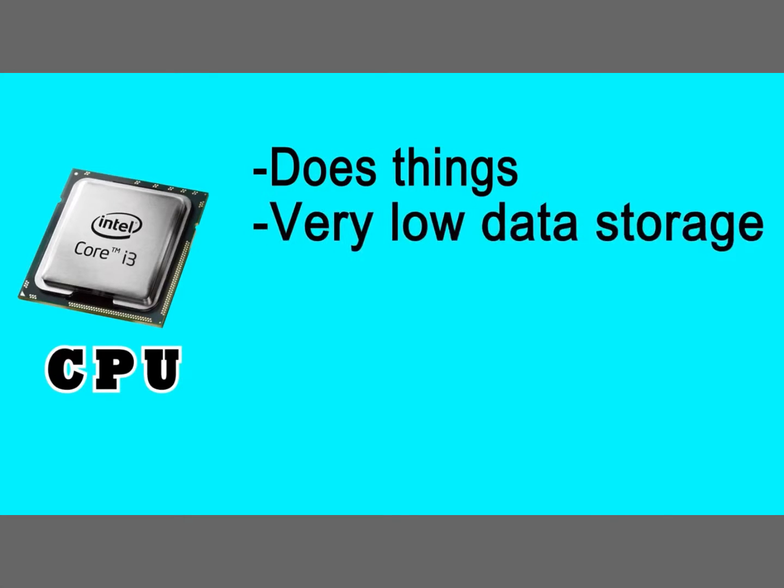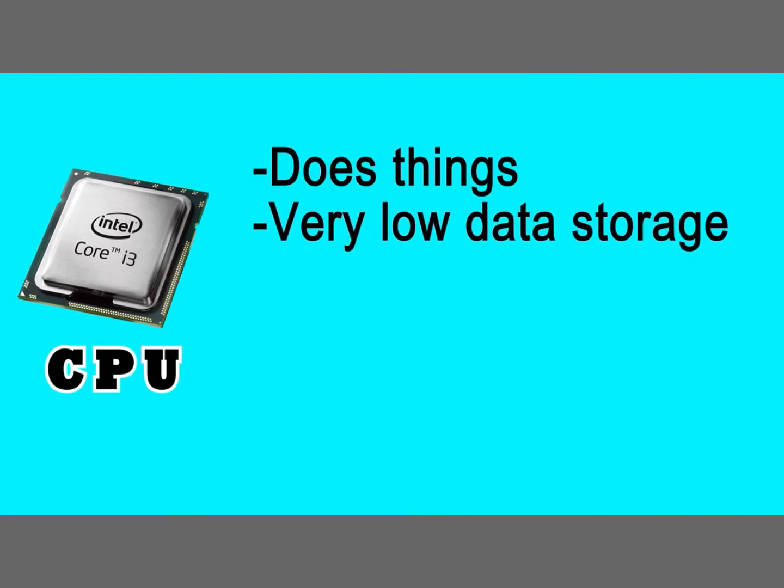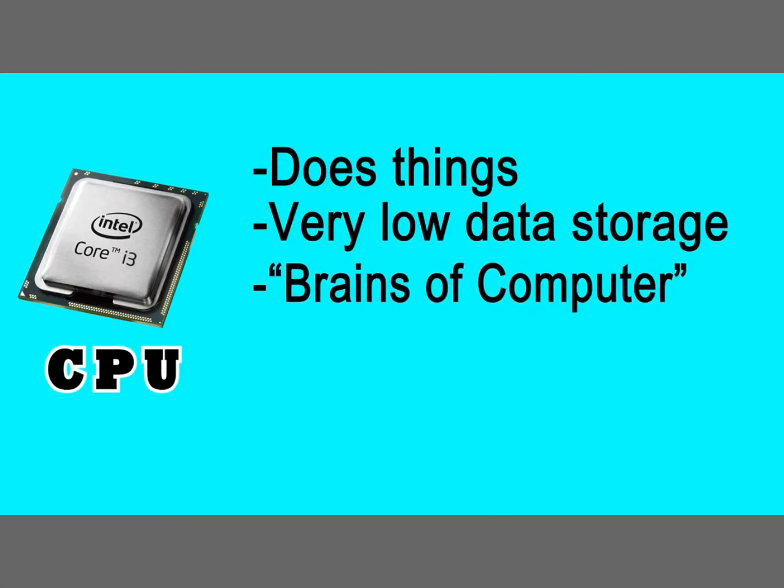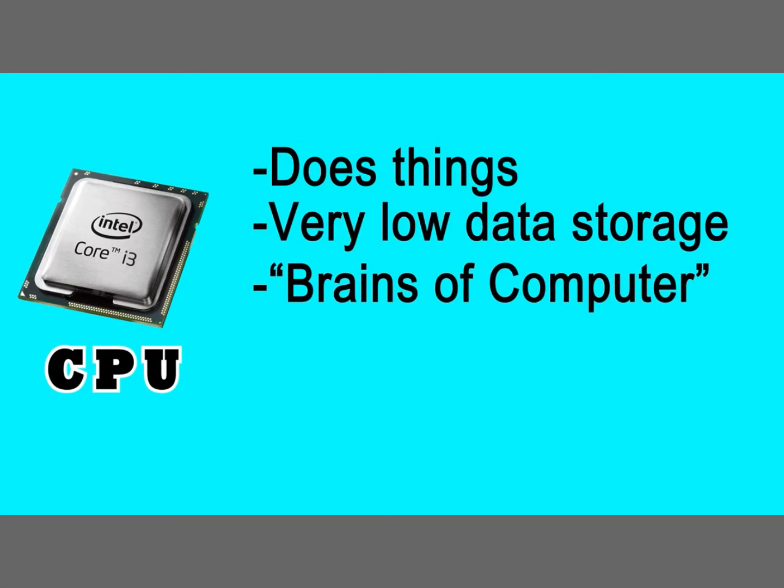The CPU is where your computer does its thinking. It is not really capable of storing very much data at all, but it's very good at doing things with data. The CPU is just a brain. It's just the center part of your computer. Basically, everything that happens in your computer goes through your CPU at some point.